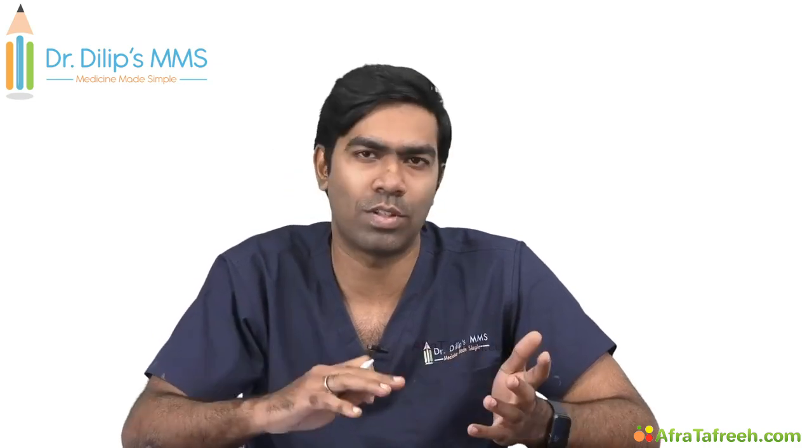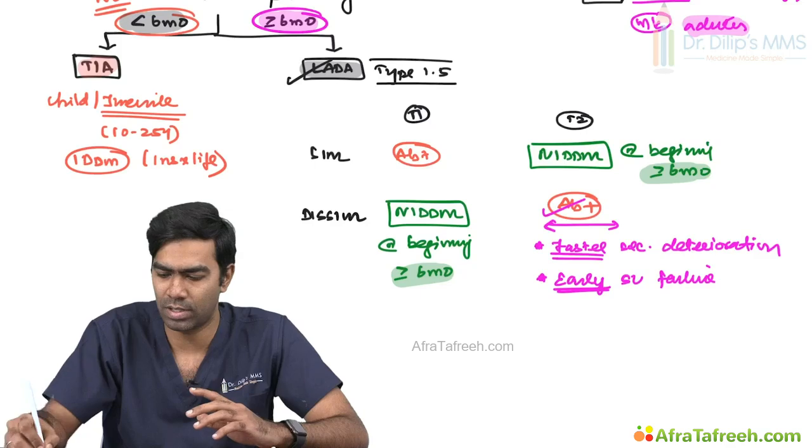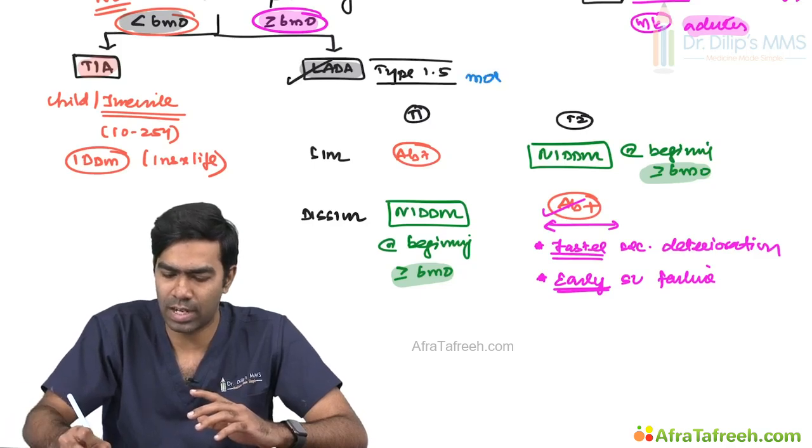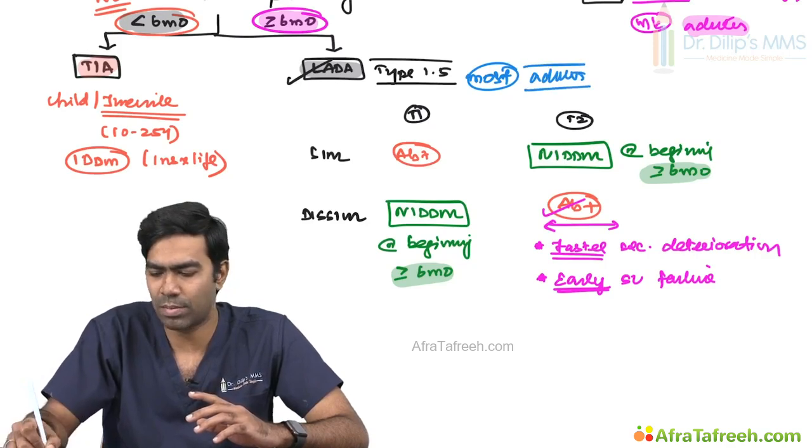So you have so much of differences with type 2 diabetes mellitus and LADA, and so much of similarities with type 2 diabetes mellitus as well, and similarly you have similarities with type 1 diabetes mellitus and dissimilarities with type 1 diabetes mellitus as well. That is why the diagnosis of LADA is a little tricky. And remember the fact that most of the patients with LADA also will be adults. That's why you have to be very careful.